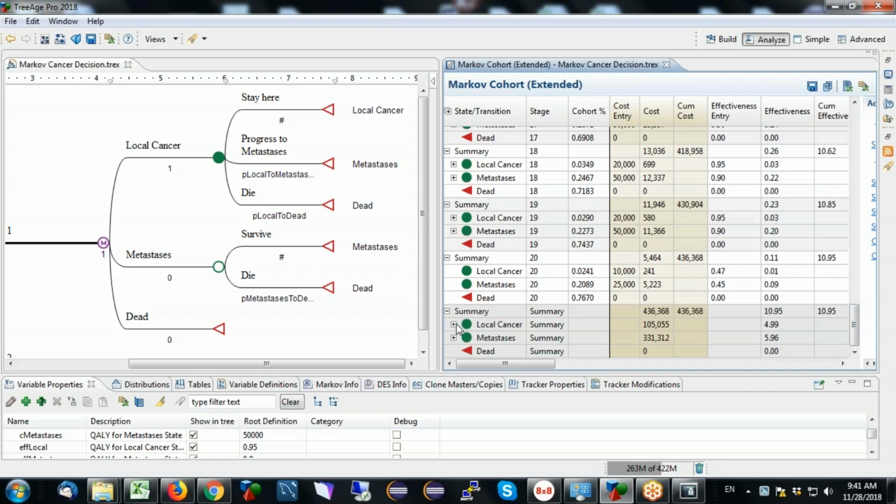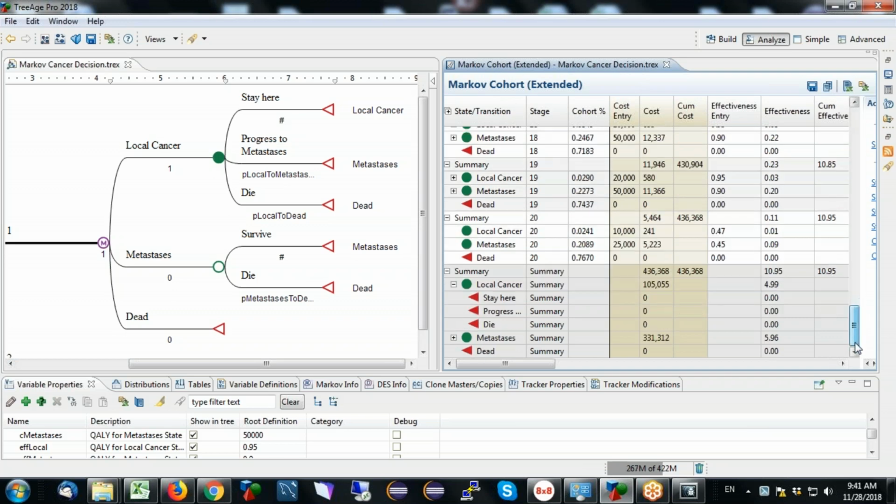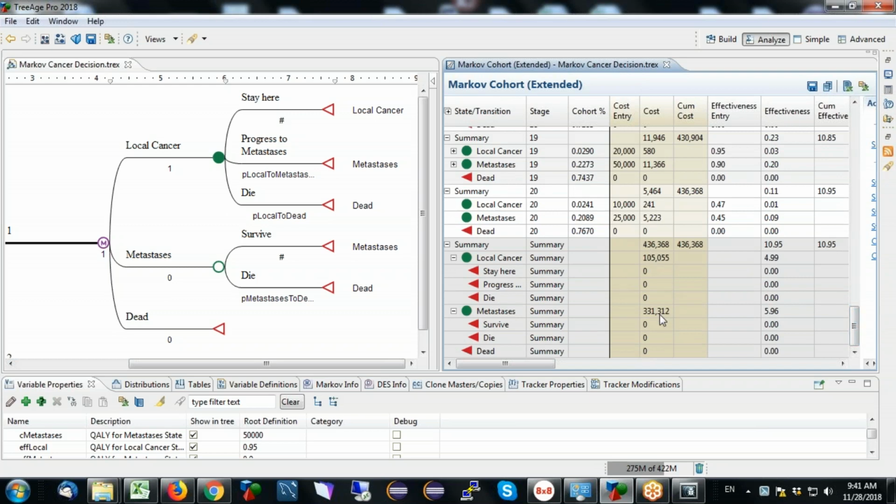And not only that, if we expand that, we can see what was the source of the cost. So in essence, 100% of the cost and utility came from the health states. There were no cost utilities associated with the transitions or the events, but you can see that of the 436, 105 of it came from local cancer and 331 came from metastases. So it gives you a summary level breakdown of where in the model was generating all the cost and all the utility accumulation. So that's really a lot of visibility into what those models are doing.